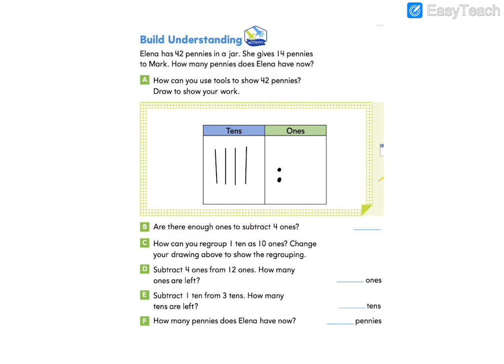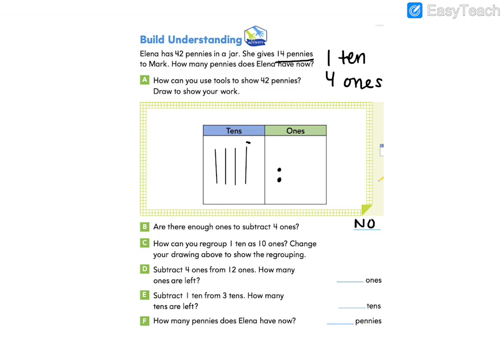Now we can look at part B. We know that Elena is going to give 14 pennies to Mark. Are there enough to subtract the 4 ones? So this is 1 ten, 4 ones. Are there enough ones to subtract our 4 ones? If you said no, you're correct. We only have 2 ones here. So what we need to do now is regroup one of our 10s.